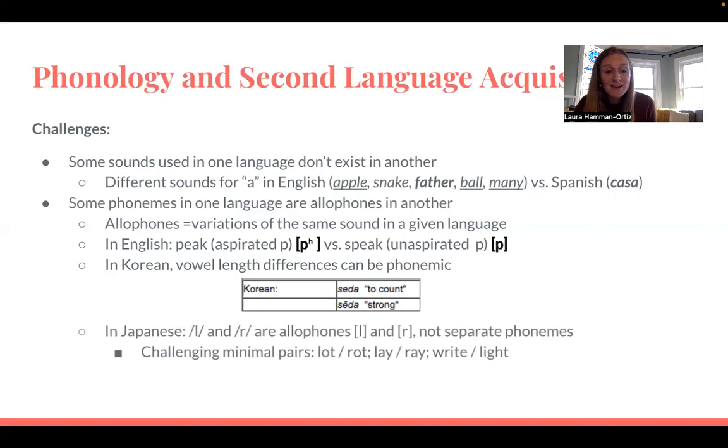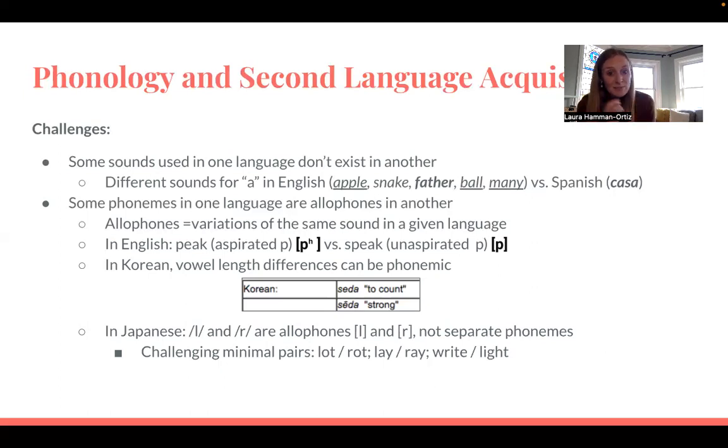In Japanese, a good example of this is the sounds l and r. In English, l and r are phonemes, right? They are different sounds, and the use of those sounds creates different words. In Japanese, they are allophones. So there's actually a kind of in-between sound that's called the Japanese R.